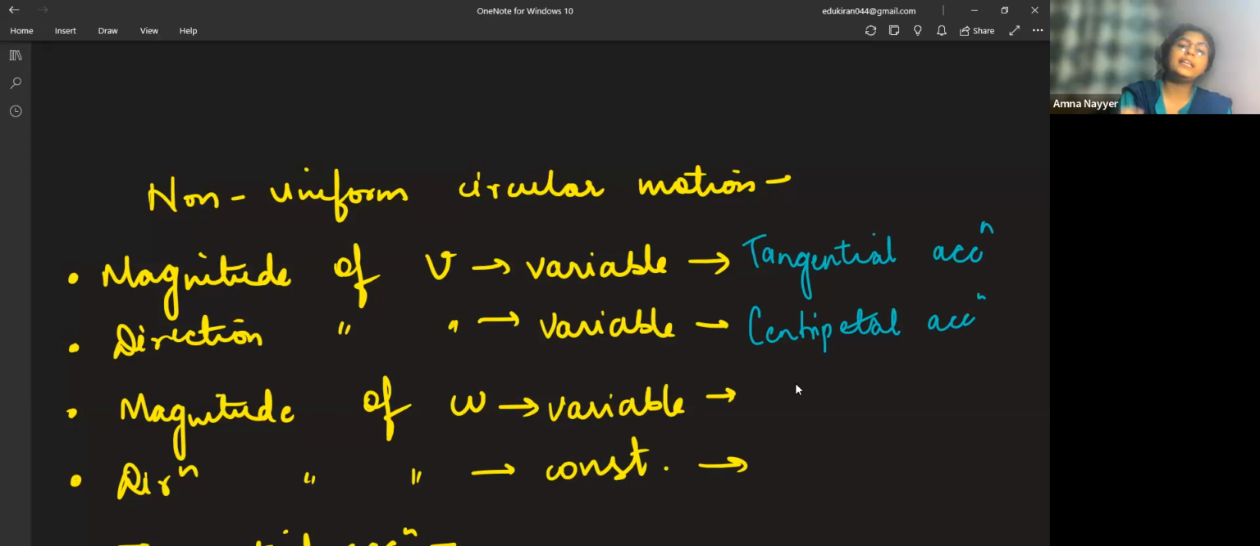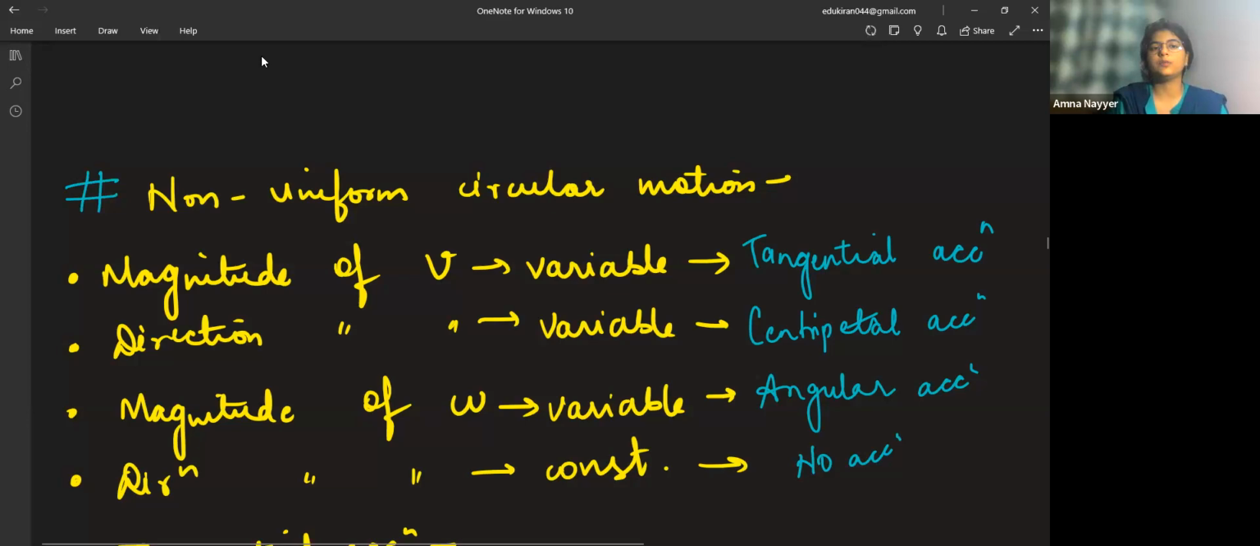But when the magnitude of omega changes, d omega over dt, which acceleration was it? Right now I was telling it to Harsha, that was angular acceleration. And if magnitude is constant, not variable, will you have any acceleration in your system? There won't be any acceleration in your system. All right, note down this for non-uniform circular motion. These points are important.